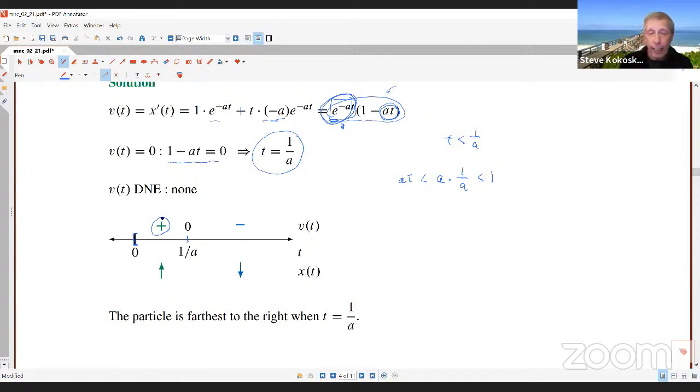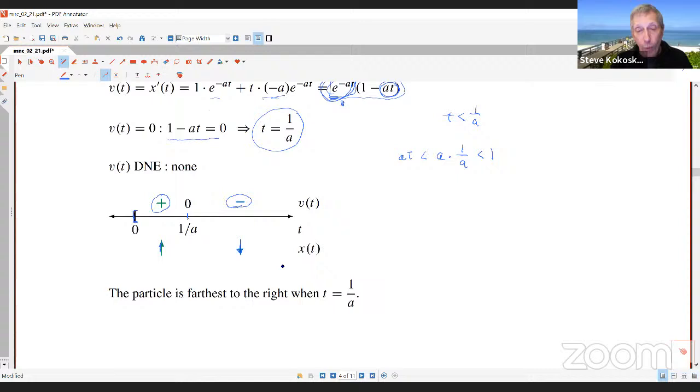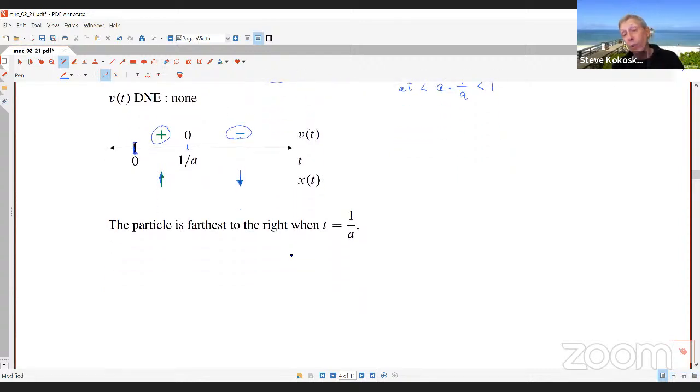So v of t is positive in that interval. Similarly, I can show that the velocity is negative over here. And therefore, the particle is moving to the right in here, and then moving to the left in that interval from 1 over a on out. So when is the particle farthest to the right? Well, it's farthest to the right when t is equal to 1 over a.